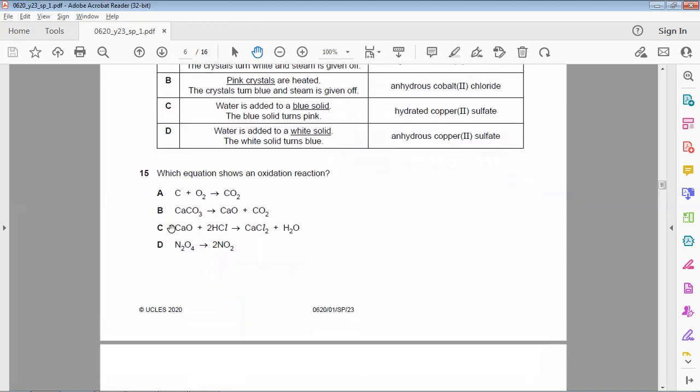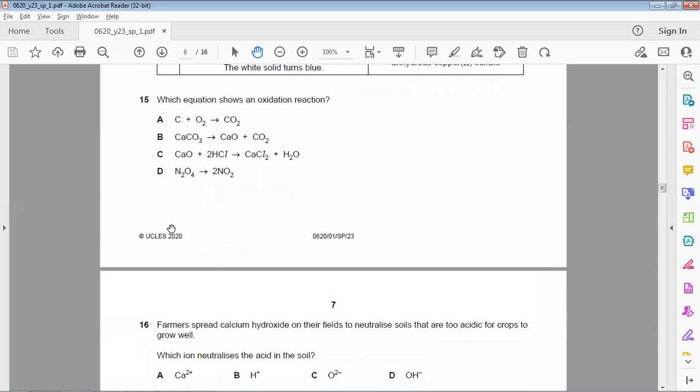Let's move to question number 15. Which equation shows an oxidation reaction? Part A. Carbon plus oxygen makes carbon dioxide. We have studied that addition of oxygen to any element is an oxidation reaction. That's one of the definitions. Another one is that the oxidation number of an element is increased. So A is the correct answer, as you can see that oxygen has been attached to carbon.